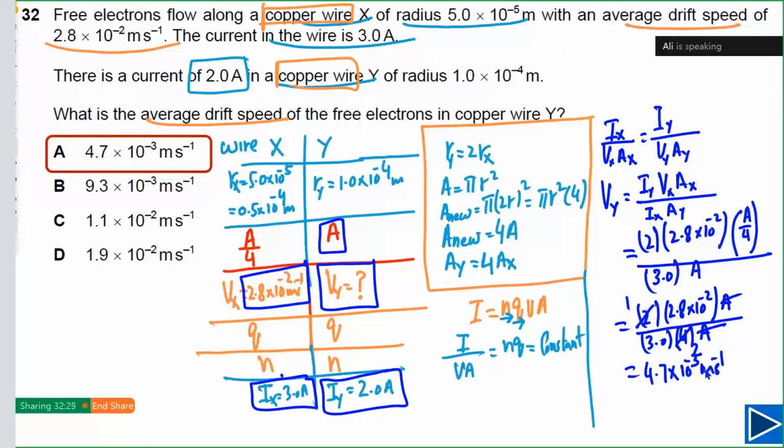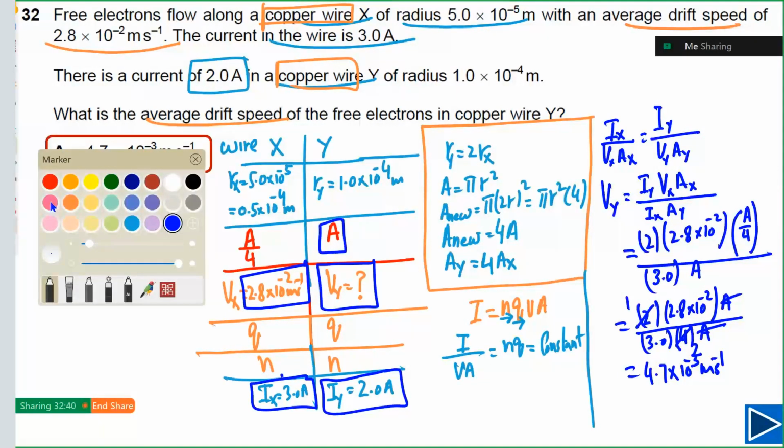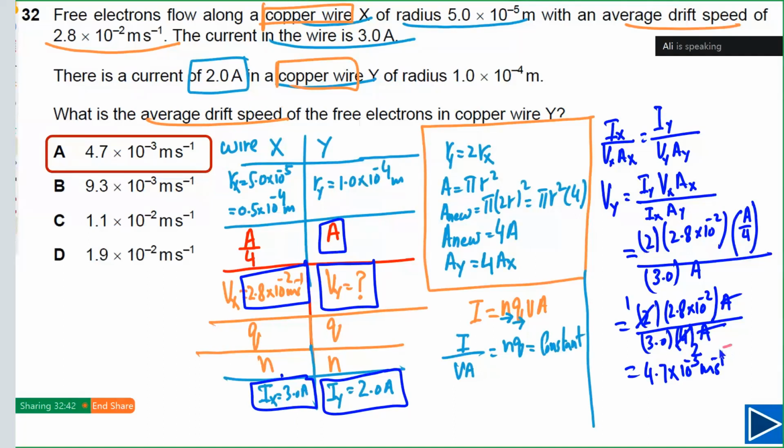And you need to understand the speed of average drift velocity of electrons is very, very slow. If you get a very big answer, it means your answer is wrong. So this is how you can find the answer. I hope this one is clear to you. So this is the average drift velocity of electrons in wire Y. So this is how you can calculate.